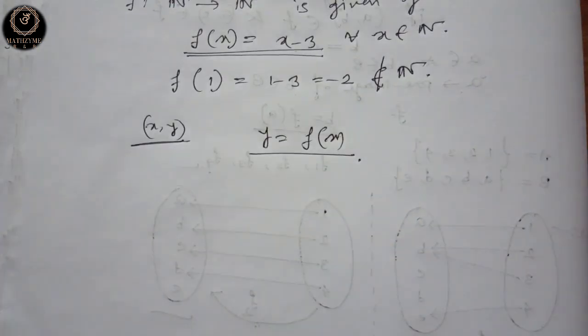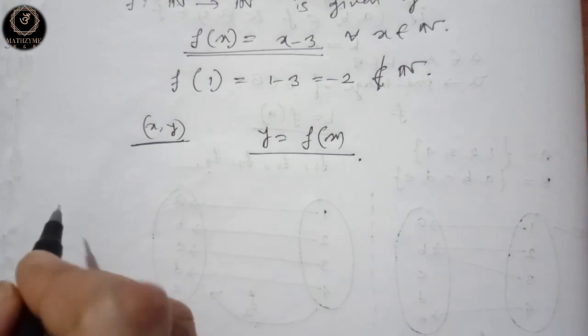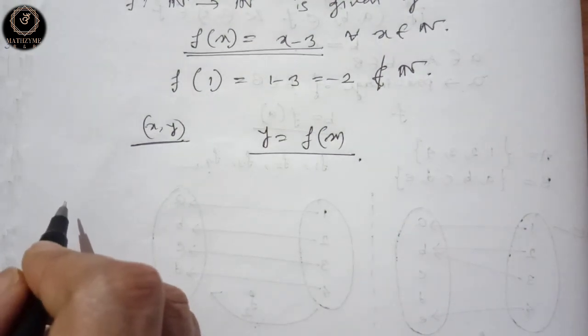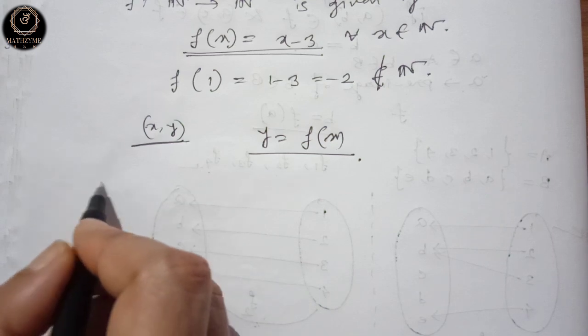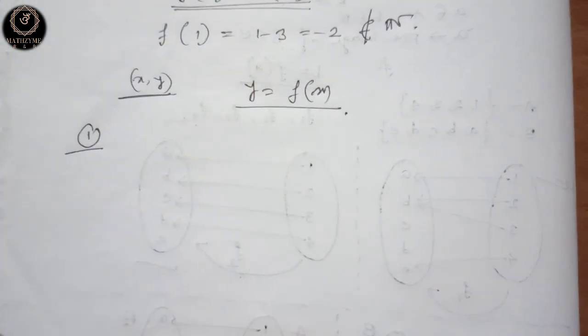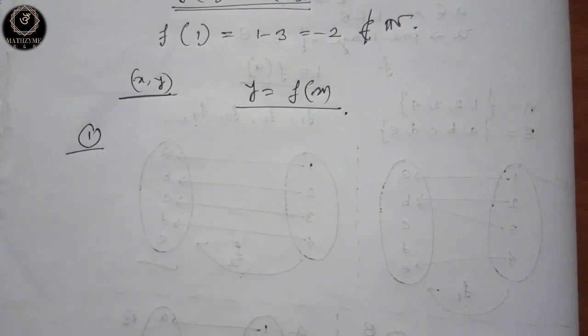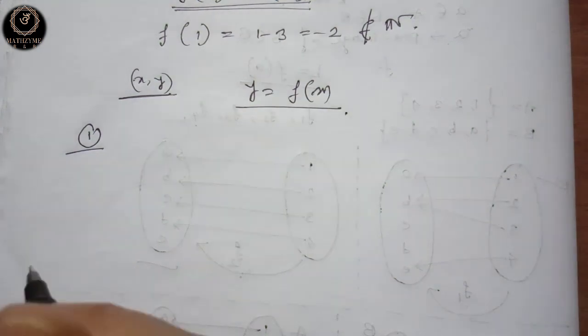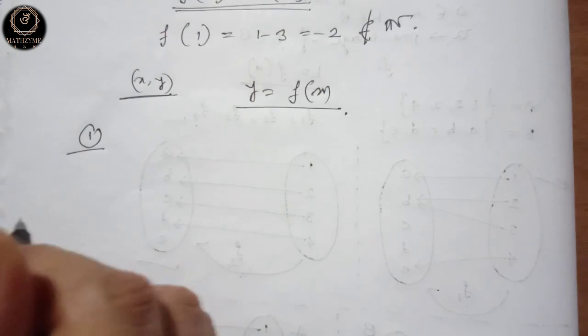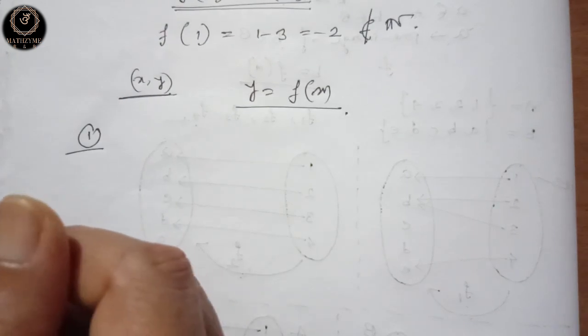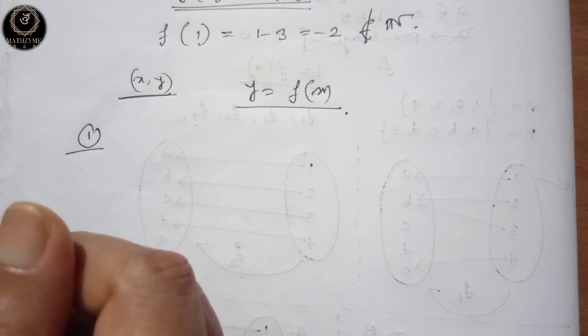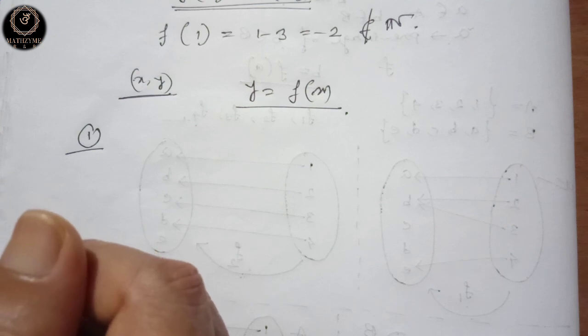Now, properties of function reflects in graph. Number one, if every line drawn parallel to the y-axis, again I repeat, if every line drawn parallel to the y-axis cuts the graph at one and only one point, then the curve represents a function.